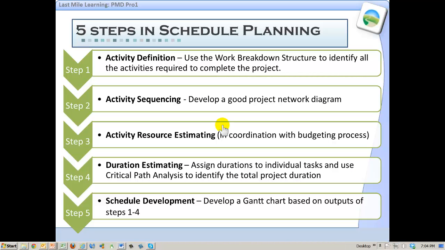Then there are 5 steps in the schedule planning process. The generic steps, and then there'll be tools that go with each of them. Today, we're just going to talk about activity definition. Next week, you're going to be reading about activity sequencing, resource estimating, duration estimating, and schedule development. The primary tool that's used for activity definition is the work breakdown structure, or WBS. I'll talk about the other tools in the other schedule planning processes next week.